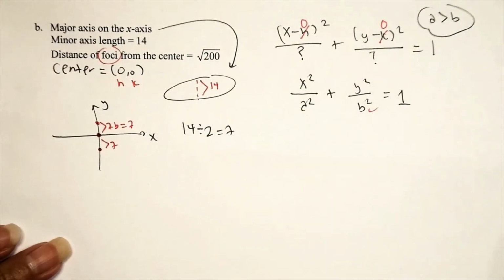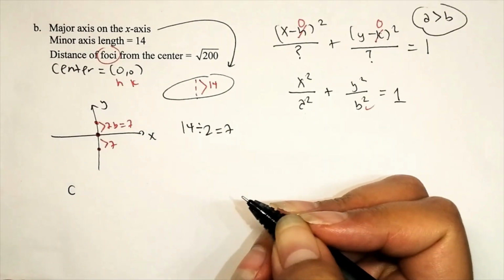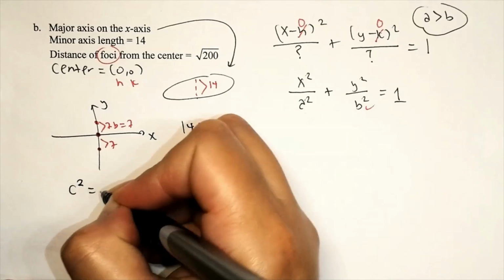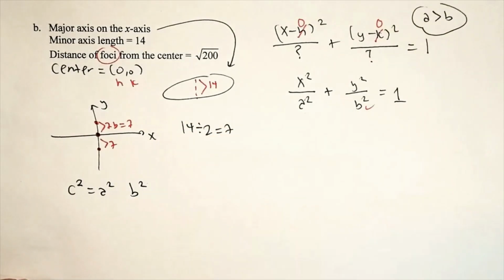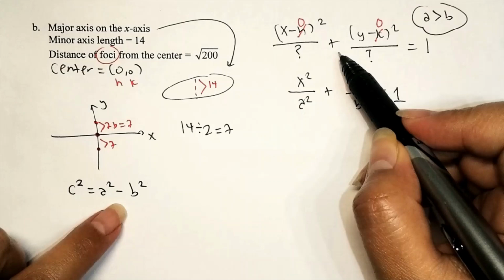Okay, so let me go ahead and write down the formula to calculate C. I don't have it memorized. C equals, I just remembered with the square. So C squared equals A squared something B squared. For now, I just remember that it's minus. When we touch base on hyperbolas, I just remember that it's the opposite.